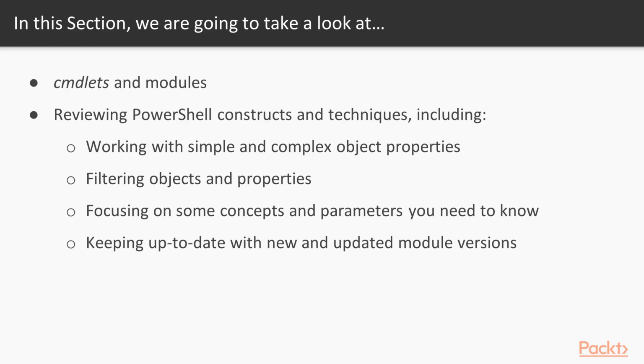This is everything from a property of an object like a virtual machine, where it's located, to the complex object properties that go into that virtual machine, like network settings, which are actually a whole collection of properties all built up and stored into one property inside that VM. We'll also take a look at filtering objects and properties. And then we're going to take a look at some of the concepts and the parameters that you need to know to really get the most out of the Azure RM module.